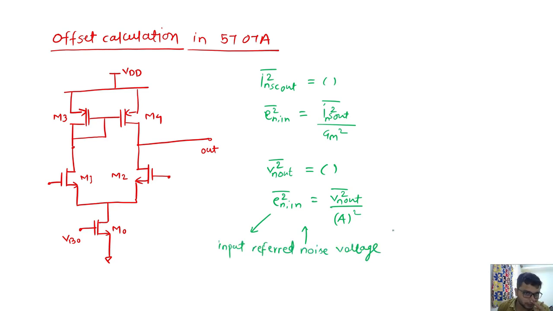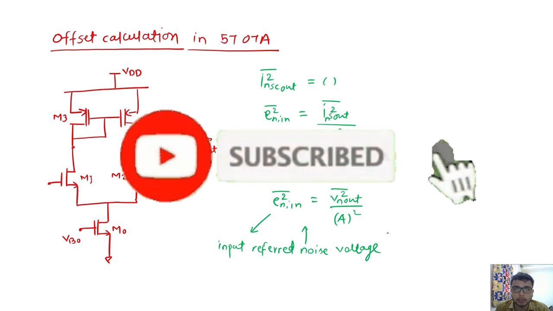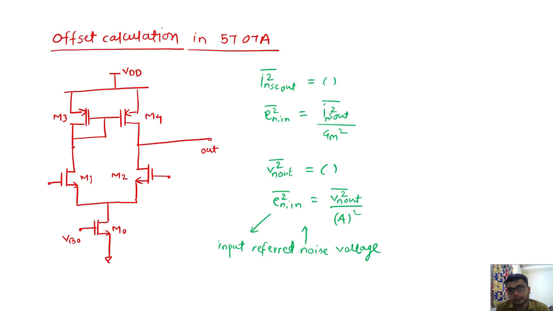In the same way, there is one more non-ideality, that is your offset. So first we will calculate the total contribution of device offset to the output current, then we will refer it to the input as an input referred offset, or we can calculate the output voltage due to the offset or mismatches in the devices, then we can refer it to the input. So first I would tell a little about the offset.